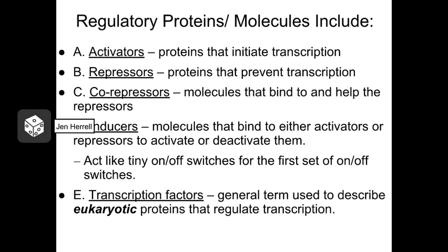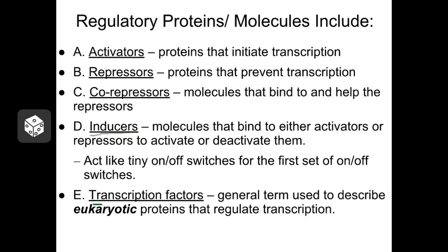There are many different types of proteins and other molecules that can bind to the DNA and turn it on or off, these so-called regulatory proteins or molecules. Activators have a tendency to turn on transcription, to encourage transcription, whereas repressors have a tendency to turn it off. Co-repressors are little molecules that help the repressors, so they also help turn a gene off. Things we call inducers can sometimes turn genes on and sometimes turn them off, depending on what other molecules are involved. We'll look at an example of an inducer later on.